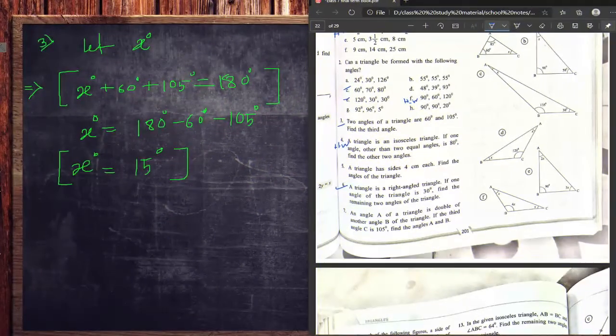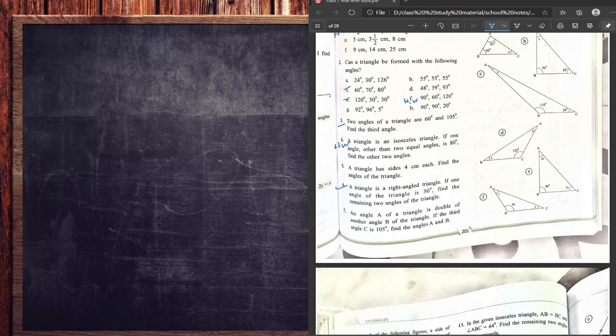Going to number 6, a triangle is a right angle triangle. What I told you about a right angle triangle is that one angle must be 90 degree. So already we know about one angle, that is 90 degree. Now all we need to find are the other two angles, right? So let the other two angles be y and z degree. One is given over there, that is, one angle is 30 degree. So I am taking the angle y as 30 degree. All we have to find is the angle z right now.